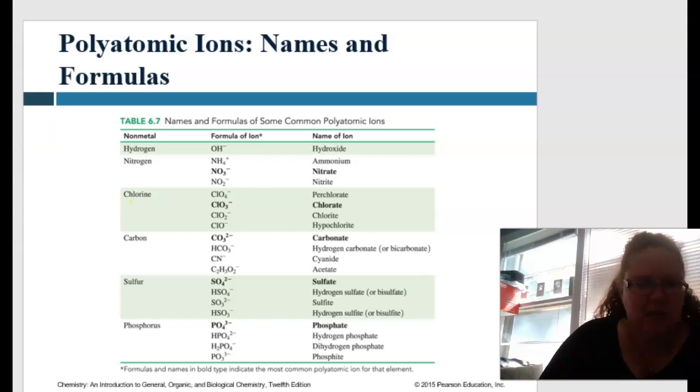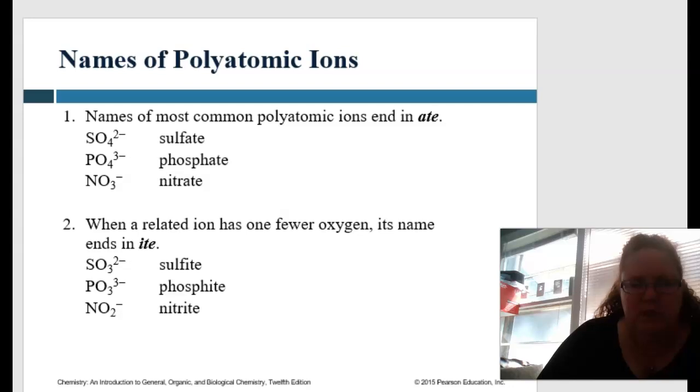That's another fun thing you can use to discern what we're actually asking you. The names of some of the common polyatomic ions are going to end in "ate": sulfate, phosphate, nitrate. When a related ion has one fewer oxygen, then its name ends in "ite." If we look at sulfate versus sulfite, sulfate has 4 oxygens, whereas sulfite only has 3, because it has one fewer oxygen.